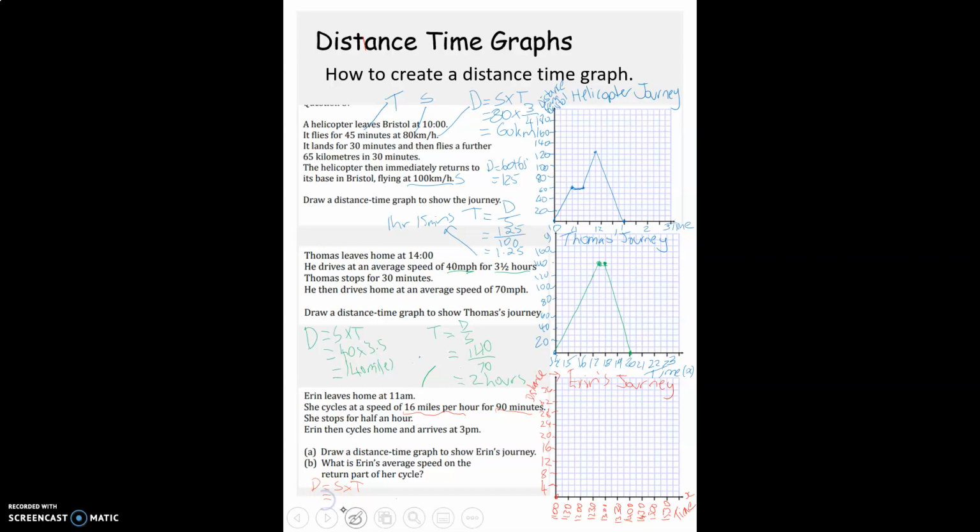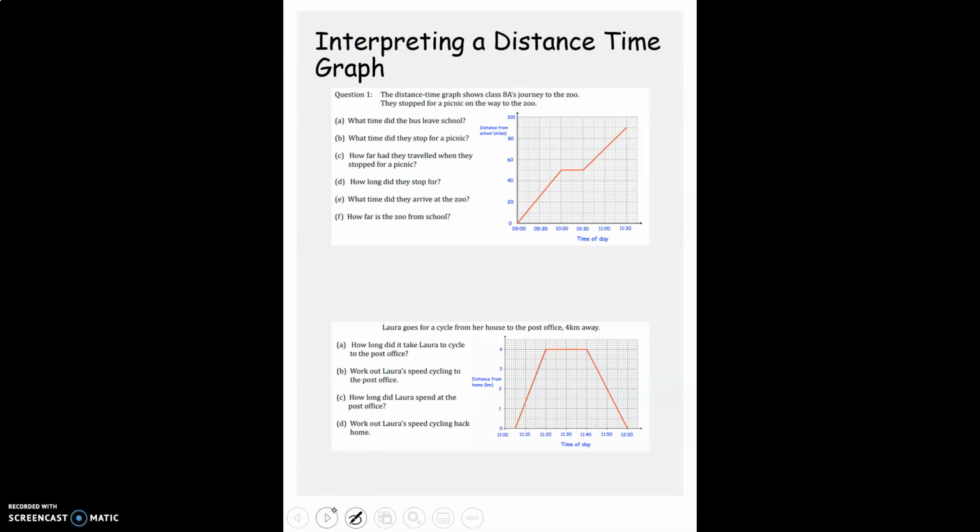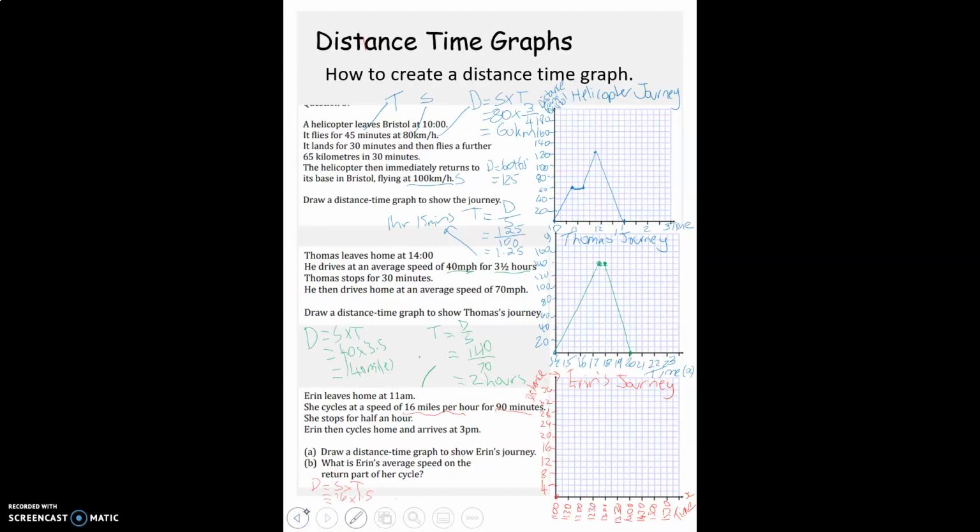So in this case here, we've got 16 times 1.5 because 90 minutes is an hour and a half, and that's going to give us 24 miles. So after leaving home, an hour and a half later, which will be at 12:30, she's going to be 24 miles from home. So we show that with a point on our graph.